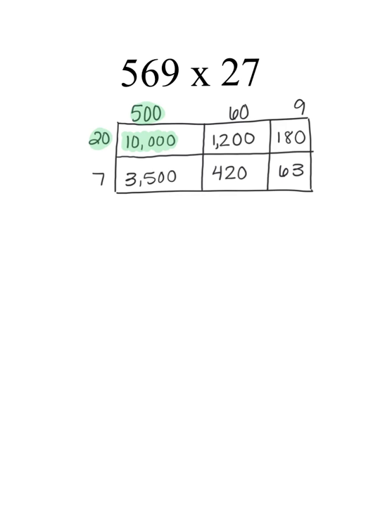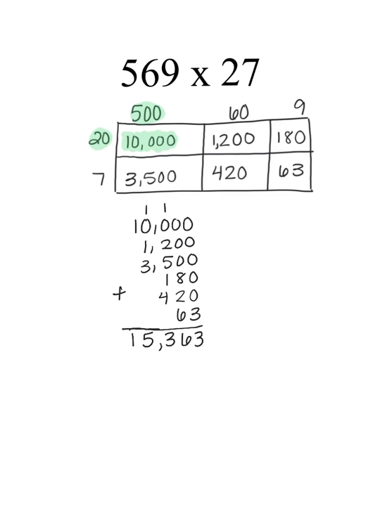Now our last step in solving 569 by 27 would be to add all of the partial products together. So on your own, I want you to go ahead and add the partial products. When you added the partial products, you should have gotten 15,363. So our final answer would be that 569 times 27 equals 15,363.